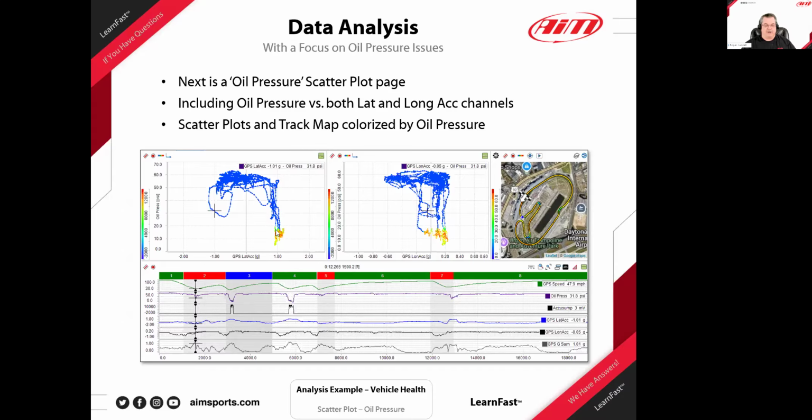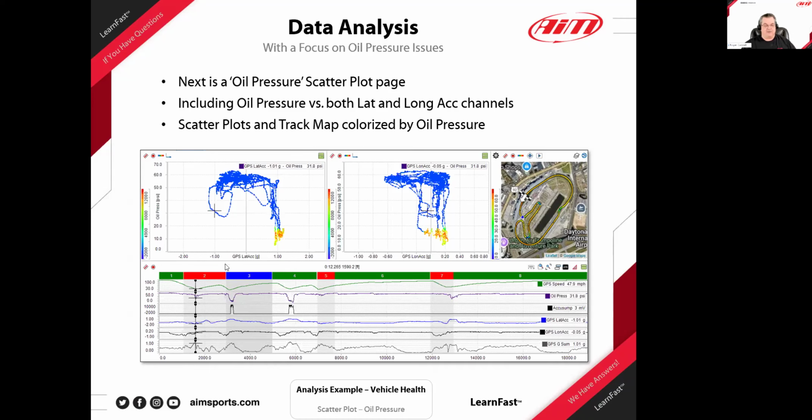So this is low oil pressure, and this is high normal oil pressure: 60 psi up here, down to 10 psi below. But I put that against two different channels. The first one is lateral acceleration, left and right, a GPS-based channel, but very accurate. So this is the oil pressure versus the turning, left and right.